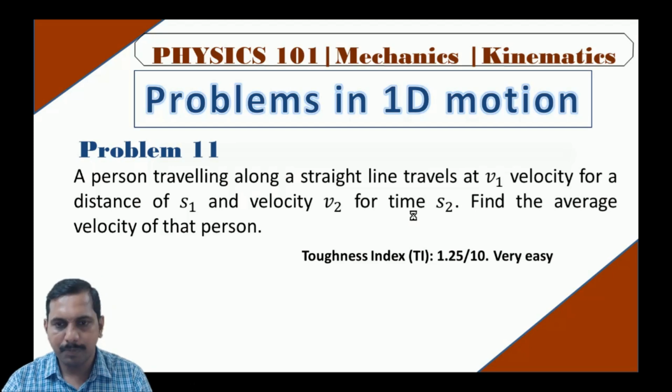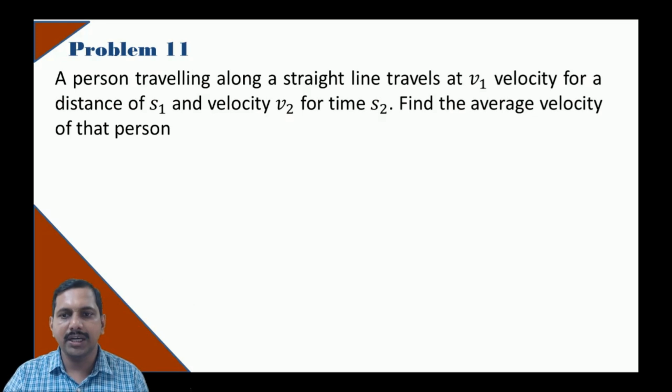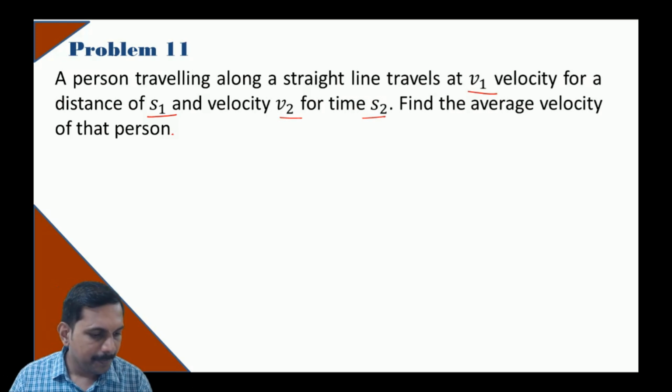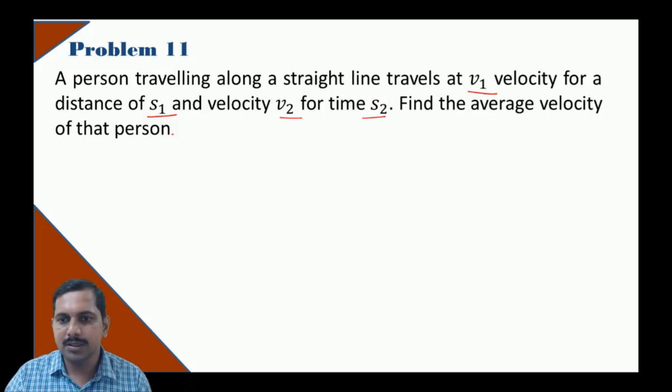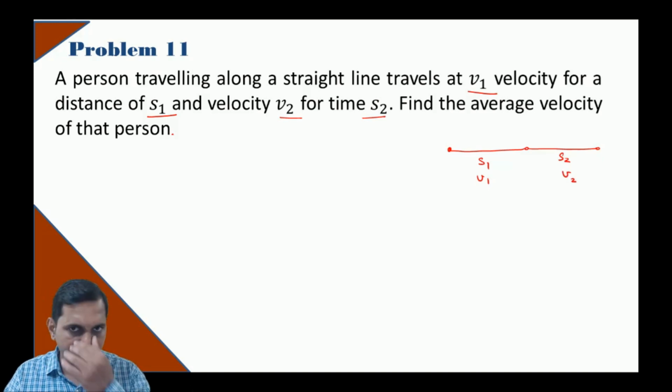Okay, the problem goes something like this. A person traveling along a straight line travels at v1 velocity for a distance of s1 and velocity v2 for a distance s2. Find the average velocity of that person. Let us look at this. So the same thing here: for a distance s1 he is traveling at v1, and for s2 he is traveling at v2.